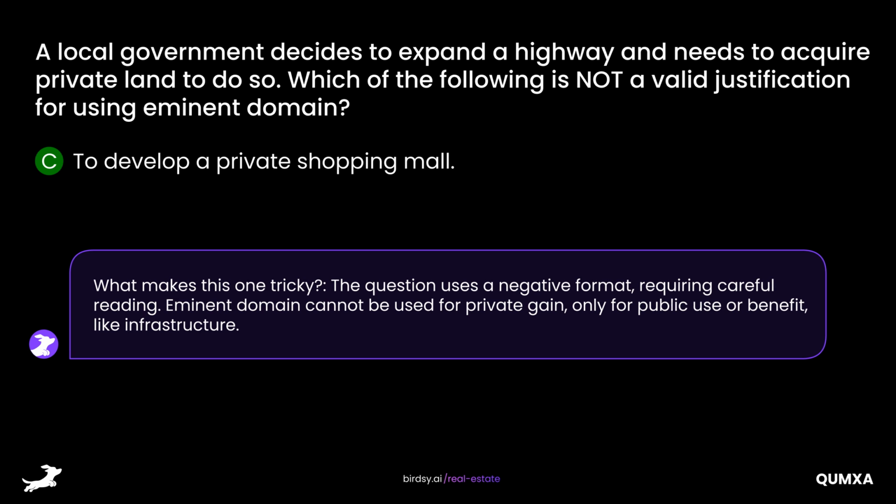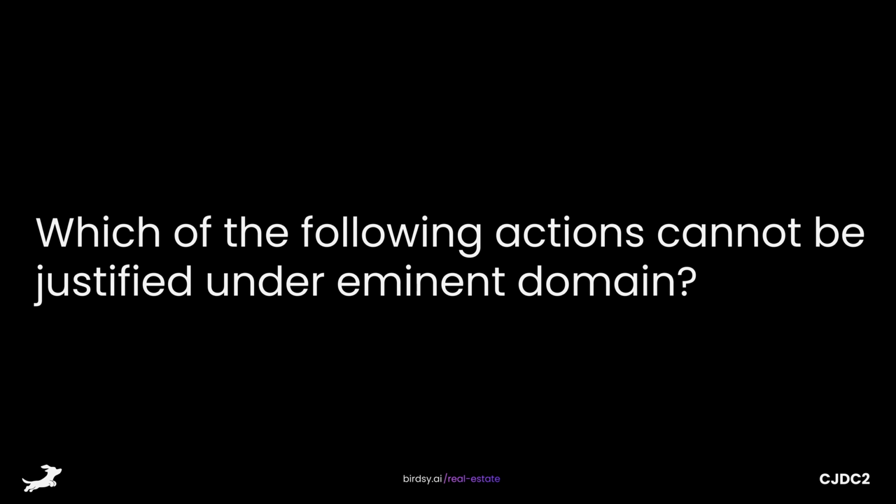What makes this one tricky? The question uses a negative format, requiring careful reading. Eminent domain cannot be used for private gain, only for public use or benefit, like infrastructure. Which of the following actions cannot be justified under eminent domain?